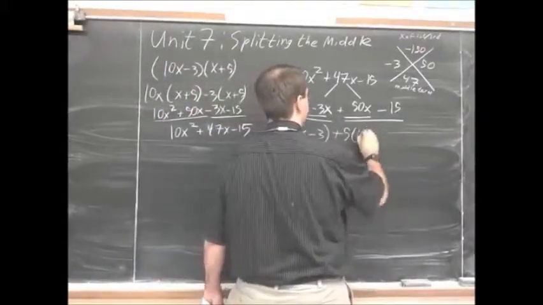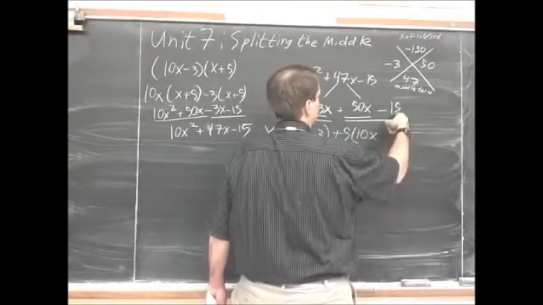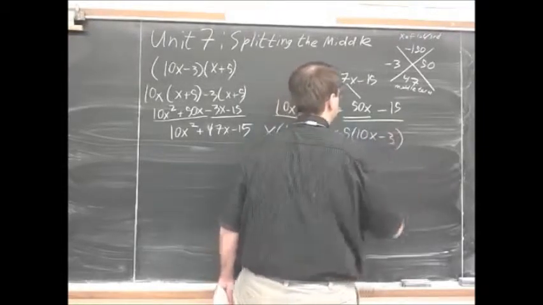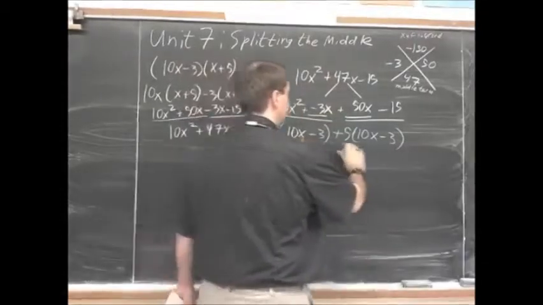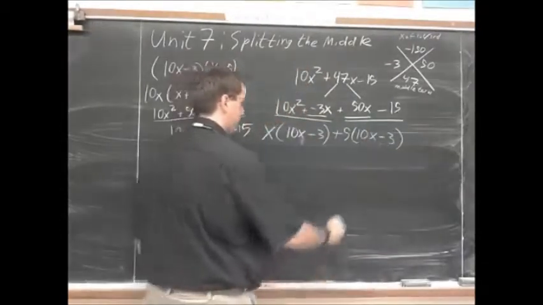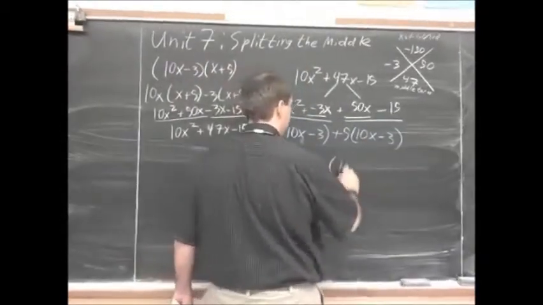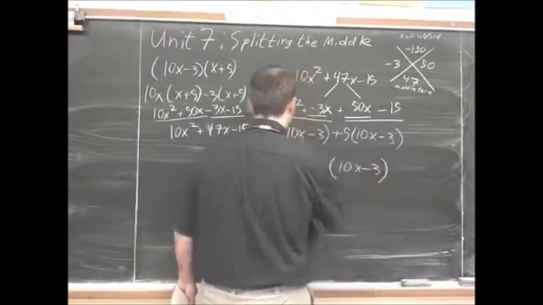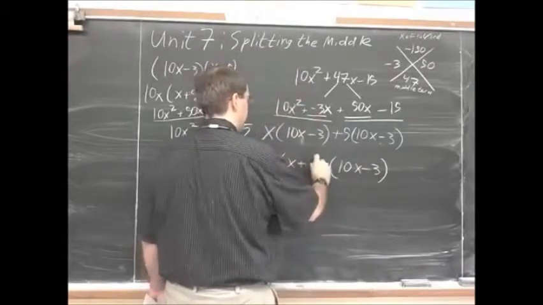50x divided by 5 is 10x. Negative 15 divided by 5 is negative 3. And so there we go. 10x minus 3, 10x minus 3. Those come together as one polynomial. And then the x plus 5 is the other.